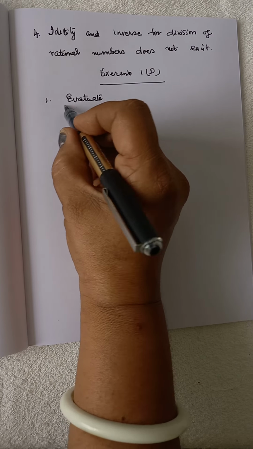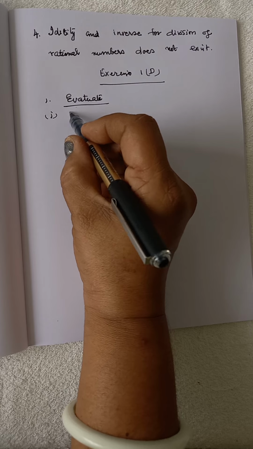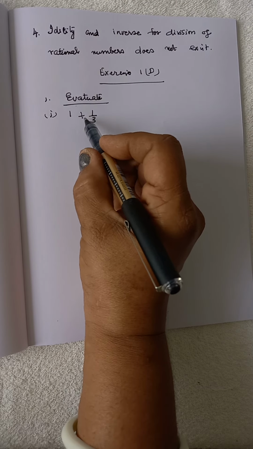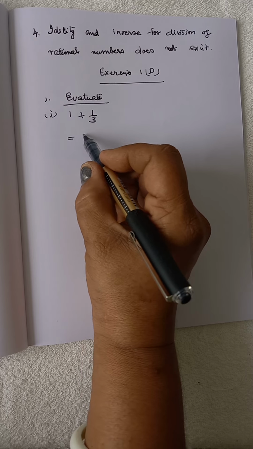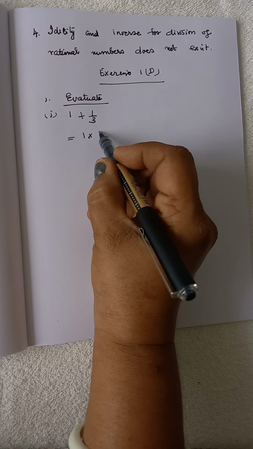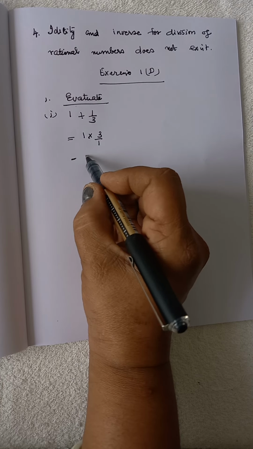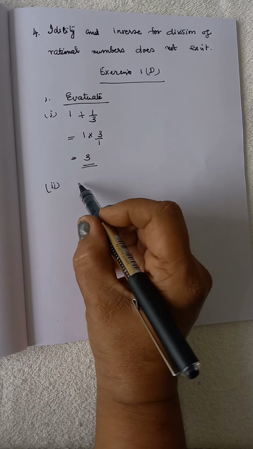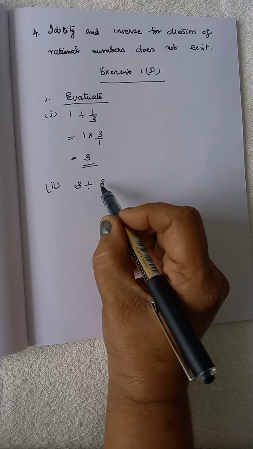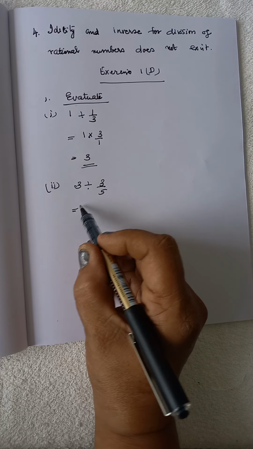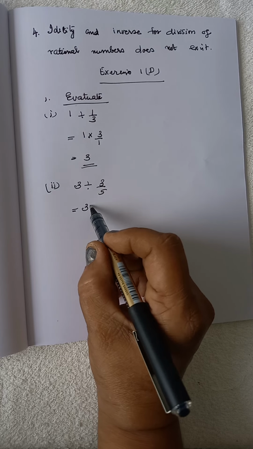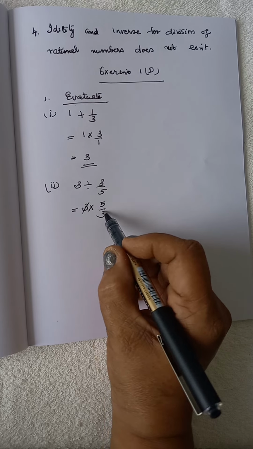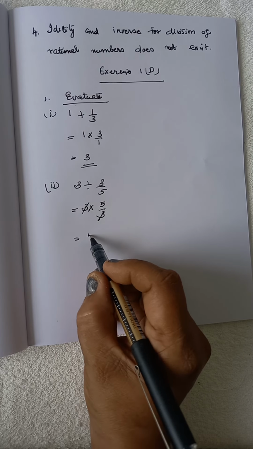In that, the first question is evaluate. First sub question, 1 divided by 1 by 3. Division is the inverse of multiplication. So, by using that, 1 into 3 by 1, that is equal to 3. Next, the second question is 3 divided by 3 by 5. Here also division can be replaced by multiplication. So, the reverse of this, 5 by 3. Now, 3 and 3 can be cancelled. So, the answer is 5.